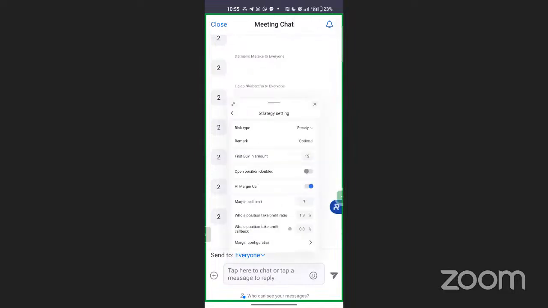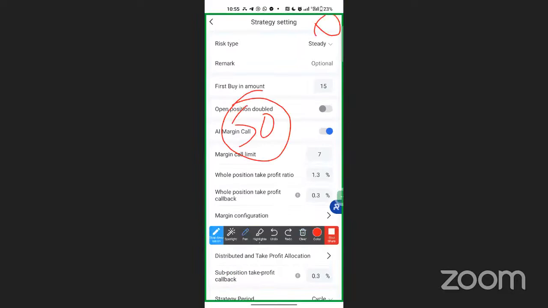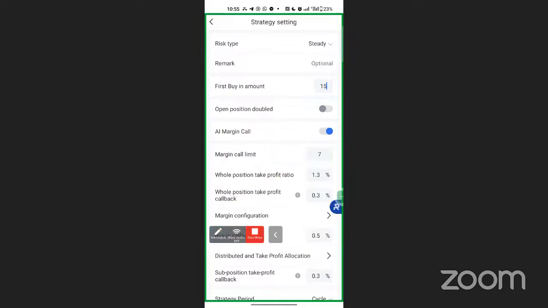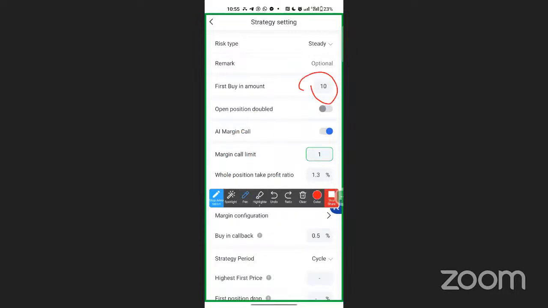So let's go into that. I'll expand my screen. Now, if I have $20, my first buying amount will be 10, and the margin call limit will be 1. Why? Because I have $20. So it means when the market goes down, it will buy me one more time. If I have $20, my first buying amount will be 10, and the remaining balance will be bought one time.